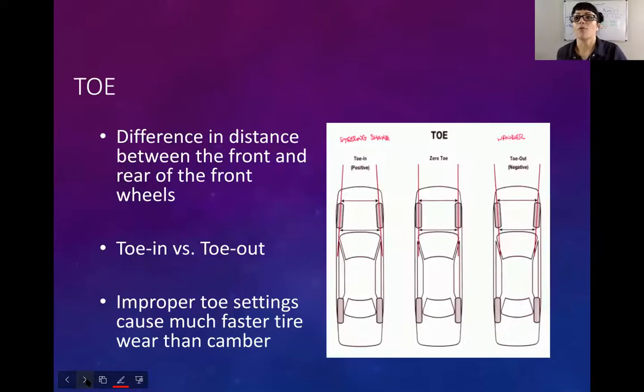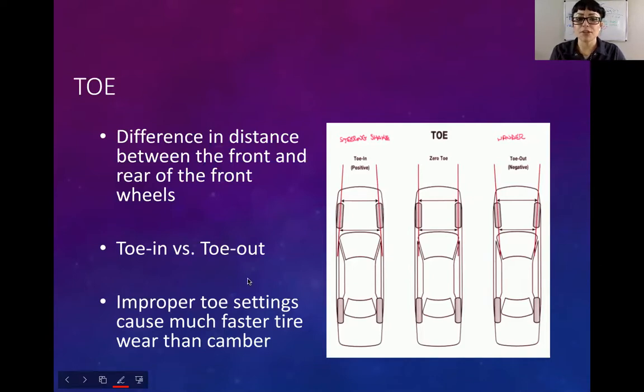Okay, tow, finally. This first bullet point is a little bit funky, so let me try to explain here. Tow is going to be the difference in distance between the front and rear, and it says right here, the front wheels. I'm just really referring to a set of wheels. So if we're looking at, and in fact, I'm just gonna draw a picture because it'll be a lot easier. I'll show you what tow actually looks like and how we measure that.